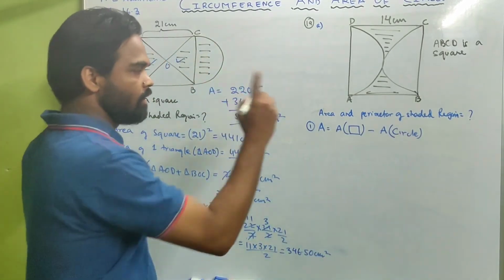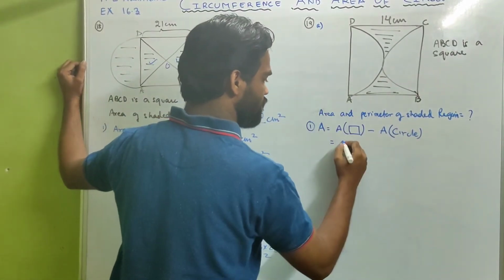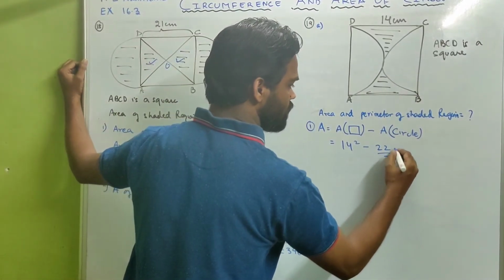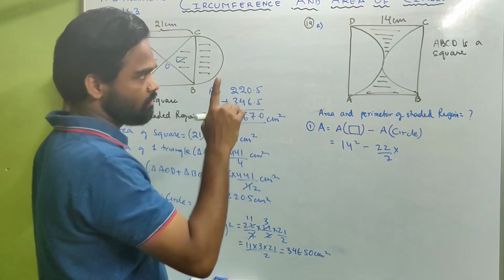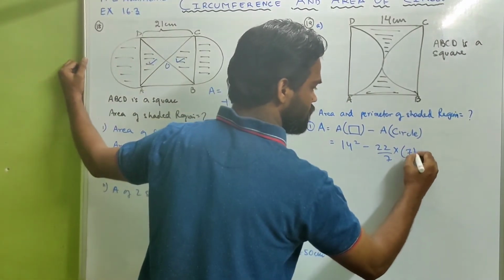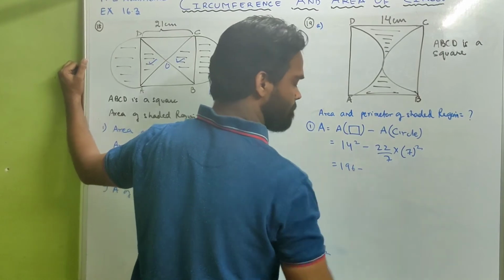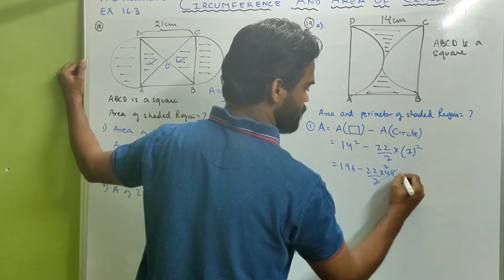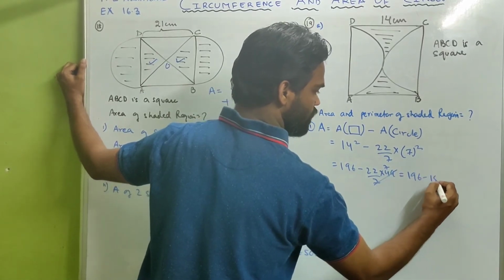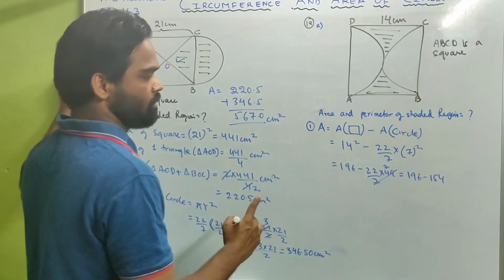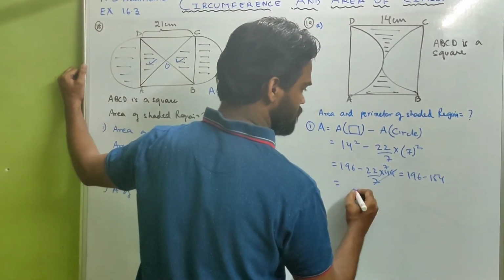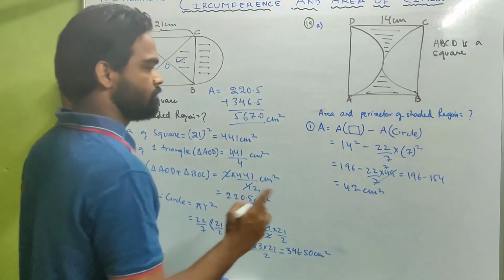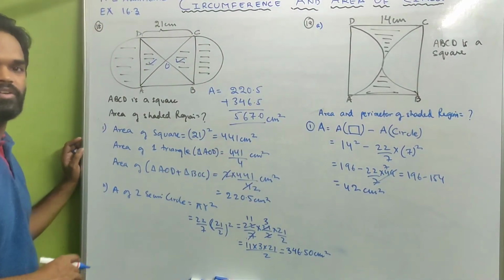Am I clear? Now, area of the square is 14 square and area of a circle is pi r square, that's 22 by 7, r square. R is what? The diameter is 14, which means the radius is 7 square, that's 196 minus 22 by 7 multiplied by 49, that's 196 minus 154, isn't it? Yeah, so that's 42 centimeter square. So you got the area of the shaded region.